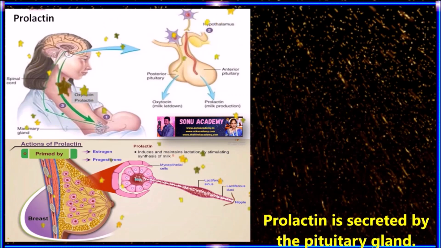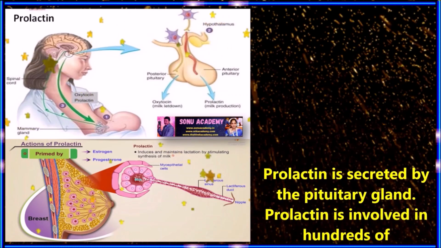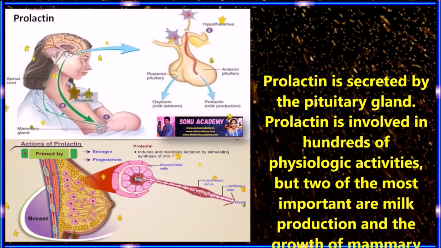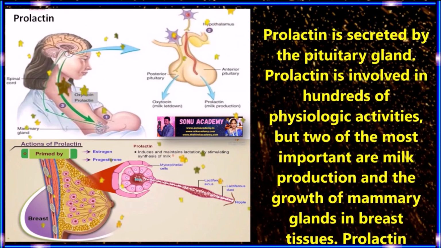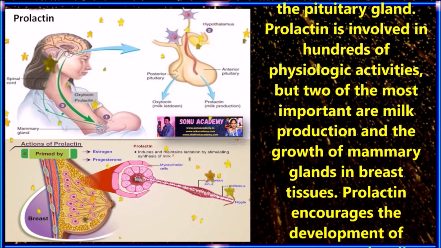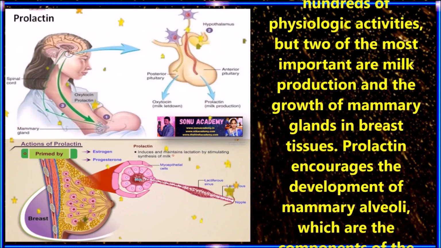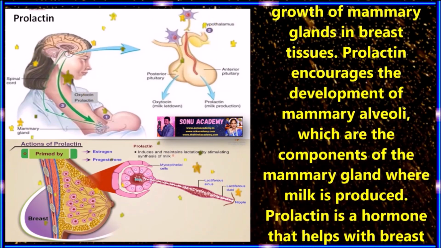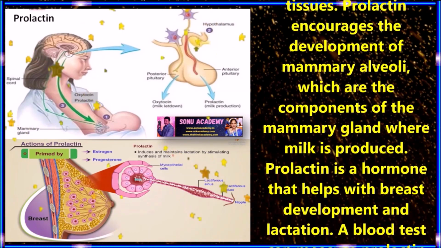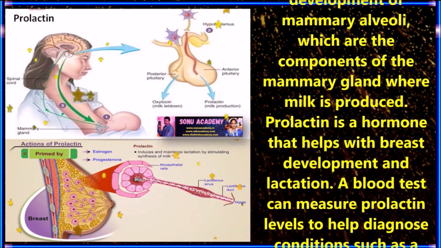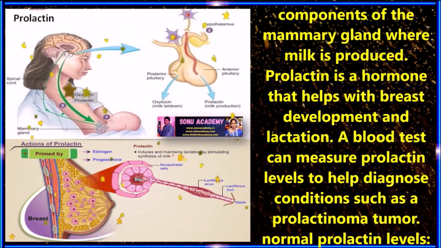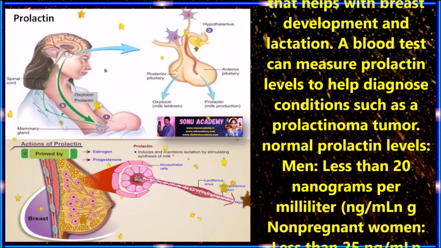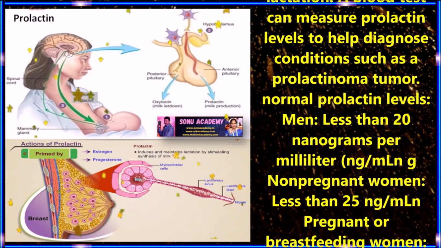Children, now let us discuss another hormone which is released by the pituitary gland. It is called prolactin. Prolactin is involved in hundreds of physiological activities, but two of the most important are milk production and the growth of mammary glands in breast tissue. Prolactin encourages the development of mammary alveoli, which are the components of the mammary gland where the milk is produced. Prolactin is a hormone that helps breast development and lactation. A blood test can measure prolactin levels to help diagnose conditions such as a prolactin tumor.